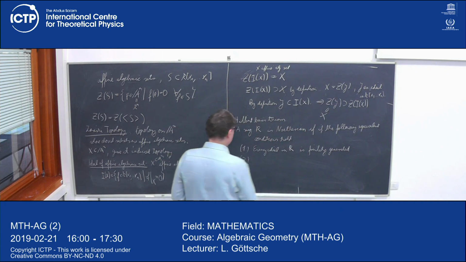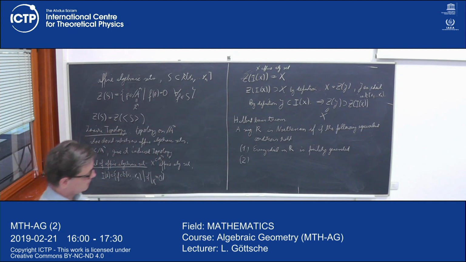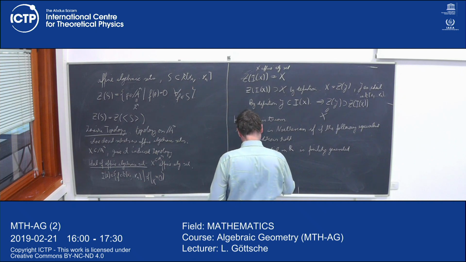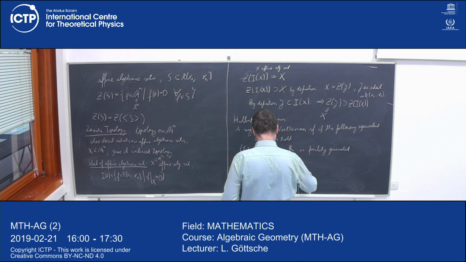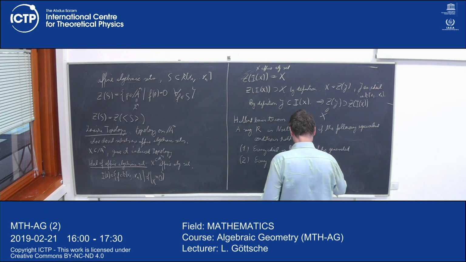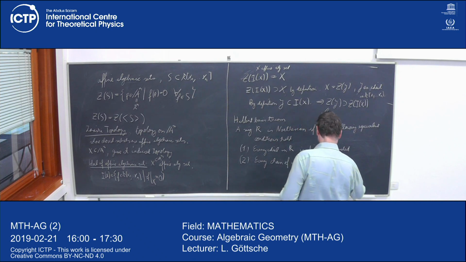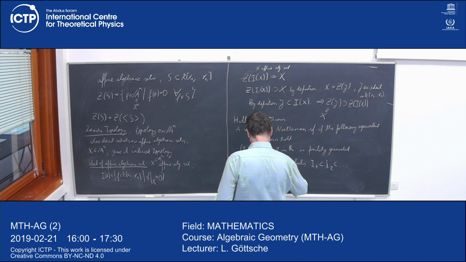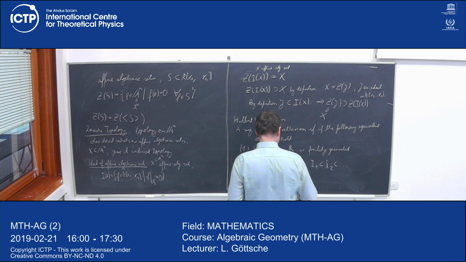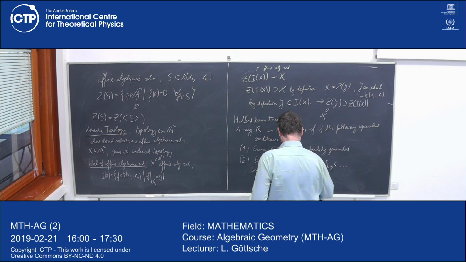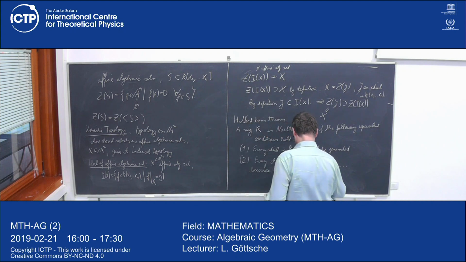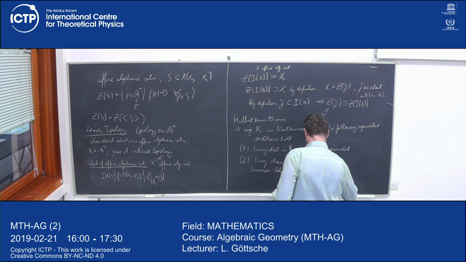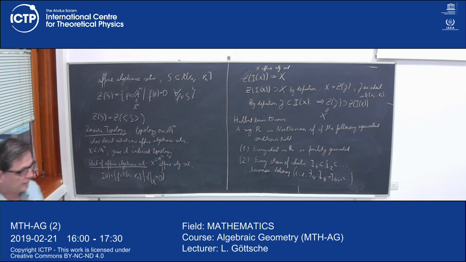And the second statement is that every ascending chain of ideals becomes stationary. That means from a certain point onwards, all the ideals are the same. Okay, so you cannot have an infinitely growing chain of ideals.